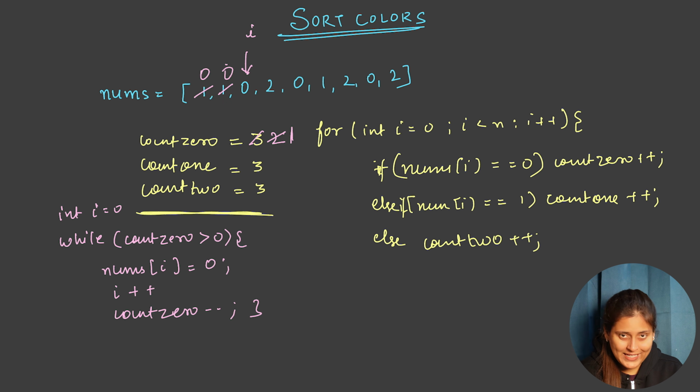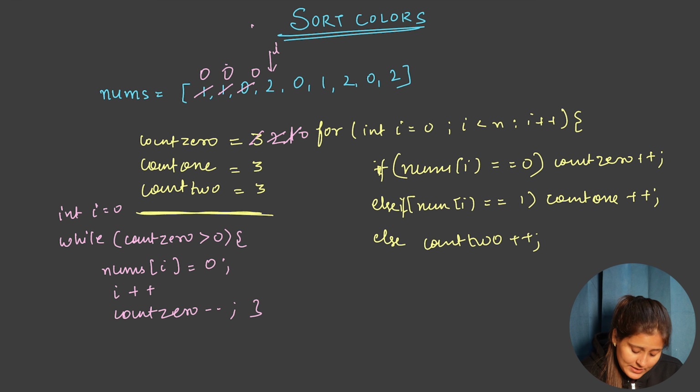Now again our task is to override this with 0. Although it is 0, you can put an if check also if it is not 0. By the way, anyhow the while loop is going to run for count 0 times for sure. So we will override this with 0 again. Now again our I will move from this position to the next. So I will move here and count 0 will become 0.